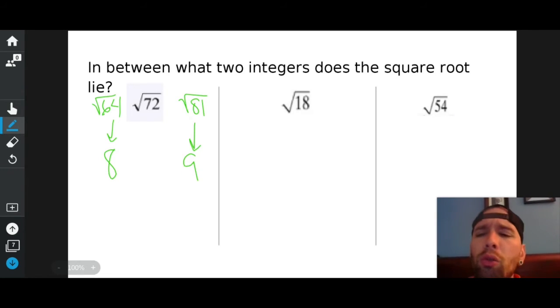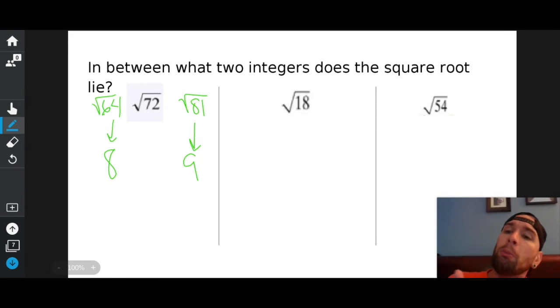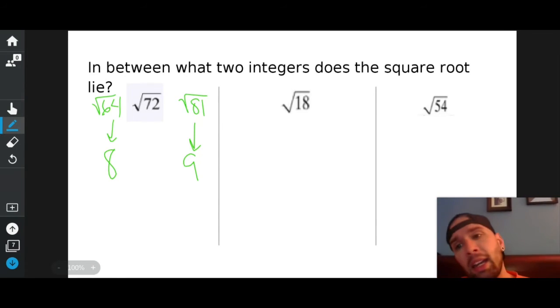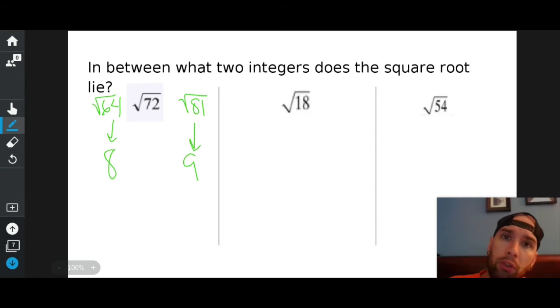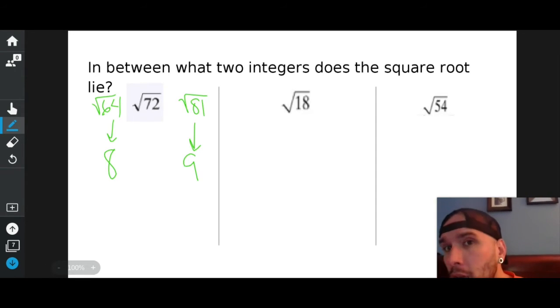Now, why did I choose those guys? I don't know what the square root of 72 is, but I do know what my perfect squares are from the last chapter. My perfect squares are 1, 4, 9, 16, 25, so on and so forth. I know that if I take the square root of a perfect square, I get a nice integer. And that's what I want. I want two integers. I know that 72 lives in between the perfect squares 64 and 81. So the square root of 72 is going to live in between the square root of 64 and the square root of 81, which is 8 and 9.